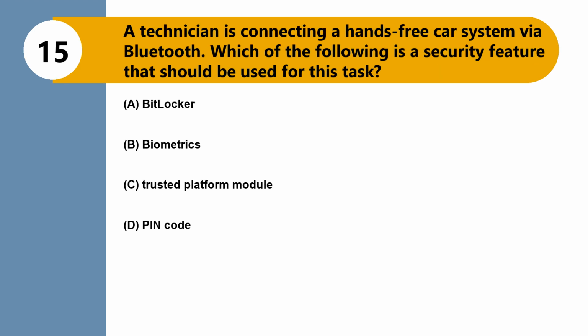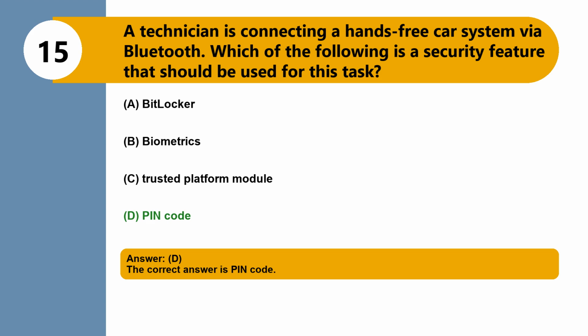Question 15. A technician is connecting a hands-free car system via Bluetooth. Which of the following is a security feature that should be used for this task? Option A. BitLocker. Option B. Biometrics. Option C. Trusted Platform Module. Option D. PIN code. The correct answer is option D, PIN code.